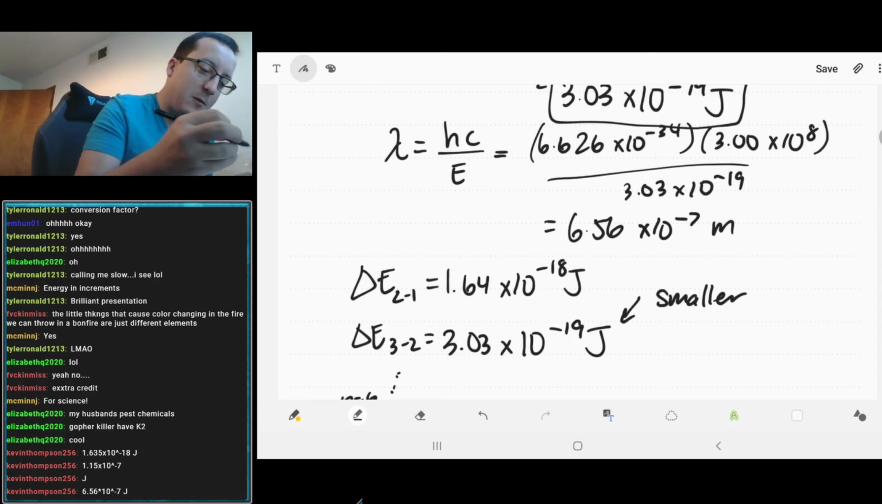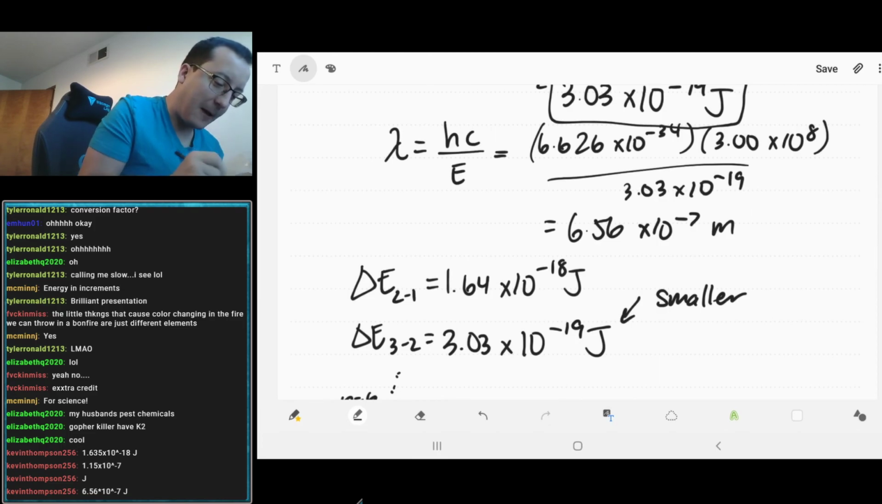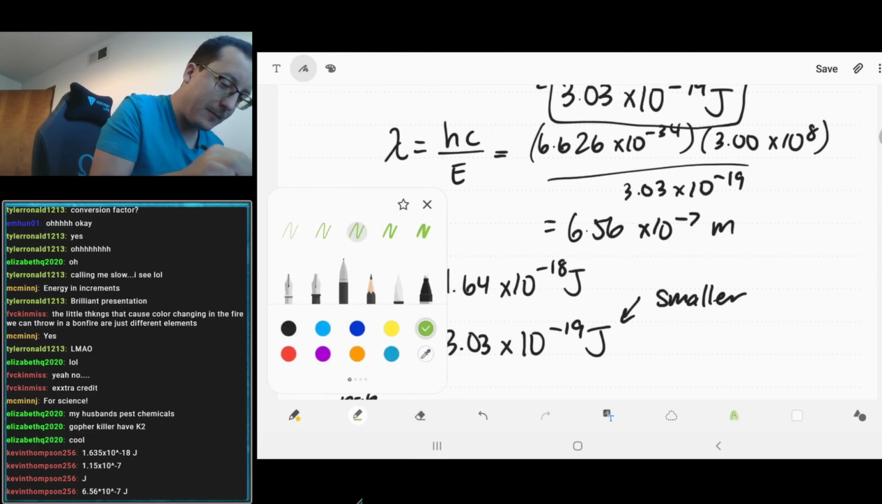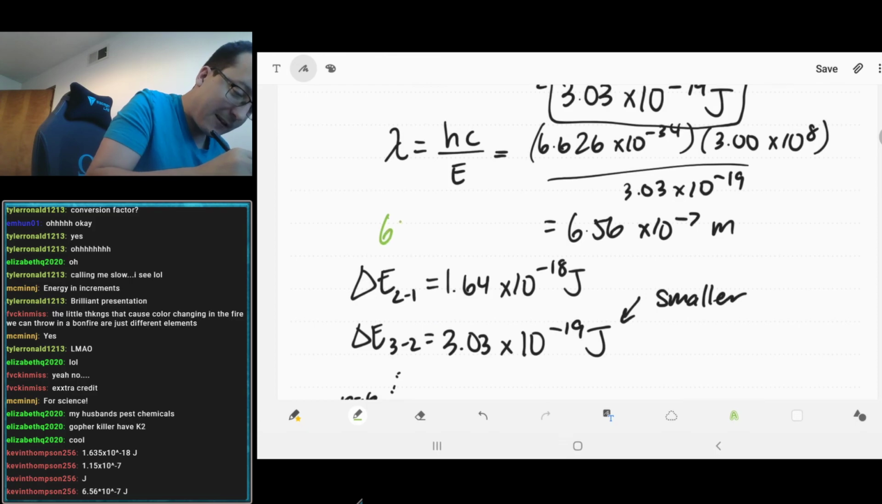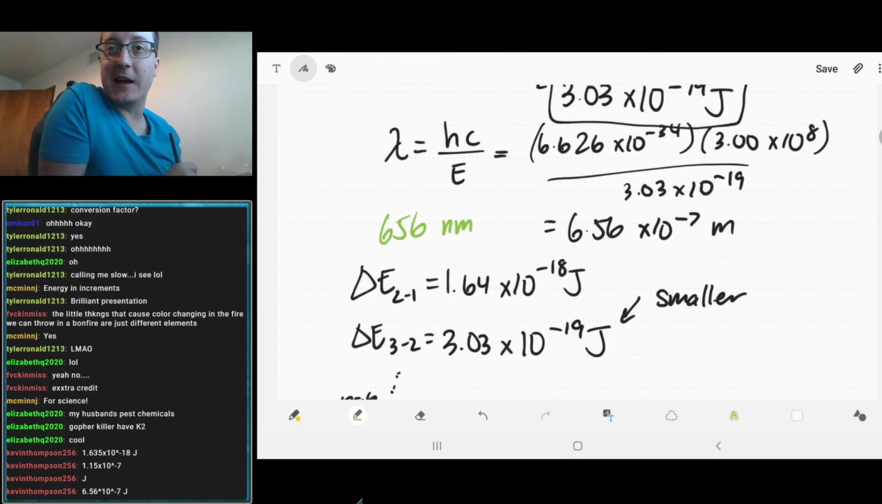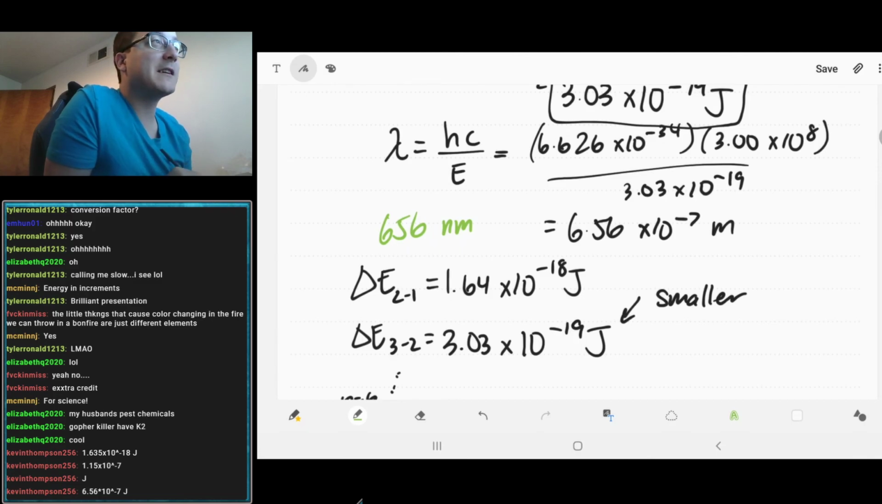But this one is actually visible light. Believe it or not, this is 656 nanometers. That falls into our visible light range. We're able to actually see one of these transitions in hydrogen.